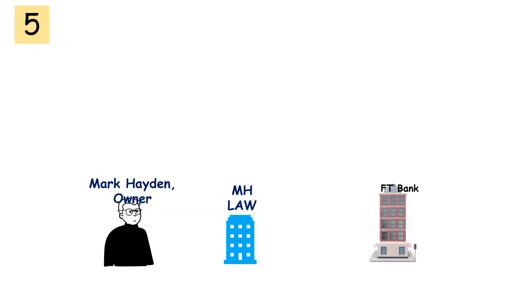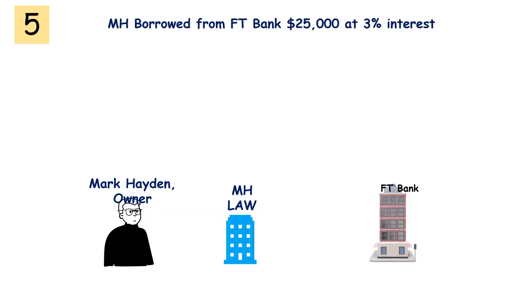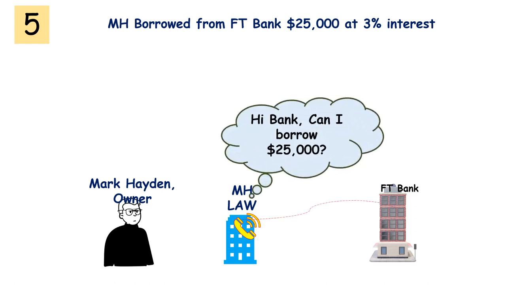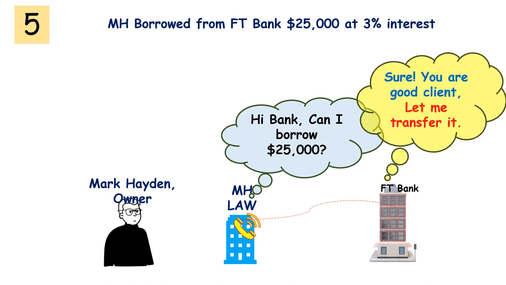Let's look at the fifth transaction. That's the statement, and the visual is here. Image Law is calling the bank for a loan. Can I borrow $25,000? The bank says, sure, you are a good client. Let me transfer it to you. So it transferred $25,000 to the bank account of Image Law. Now, hopefully you understood that Image Law got $25,000 cash, and this came from the bank in the form of a loan, and loan is liability.